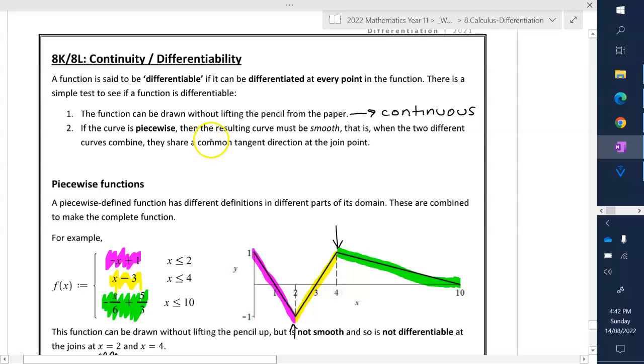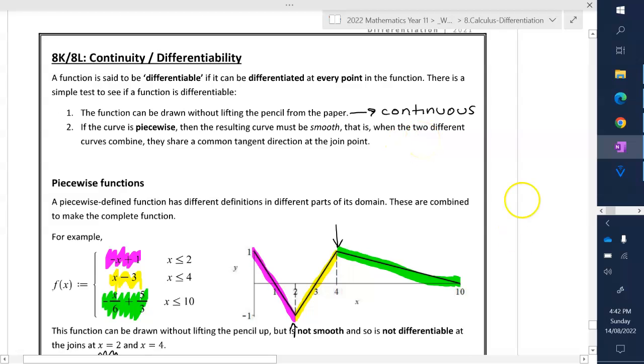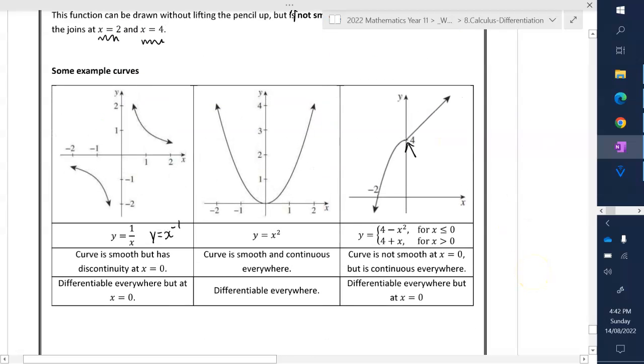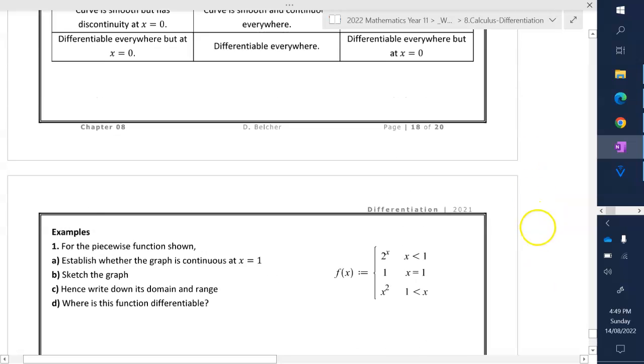If a curve is piecewise, then the resulting curve must be smooth. Ours is not. That is, when the two different curves combine, they share a common tangent. So if I was to draw tangents on that curve, all the way along like this, they're going to have a change. A tangent from this curve is not the same as the tangent from that curve there. So it's not smooth. So that is not differentiable at x equals 0. Okay, so let's go and have a look at some examples and see if we can have a go at working out some of these ourselves now.